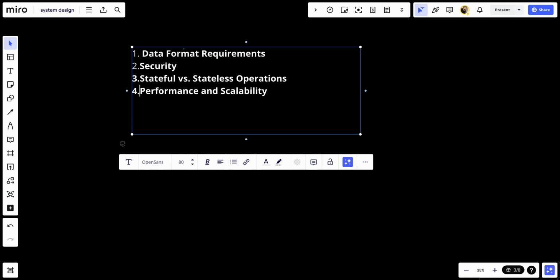On the other hand, REST tends to be faster and scales better due to its stateless nature and support for caching mechanisms. It's typically more efficient for web and mobile applications.